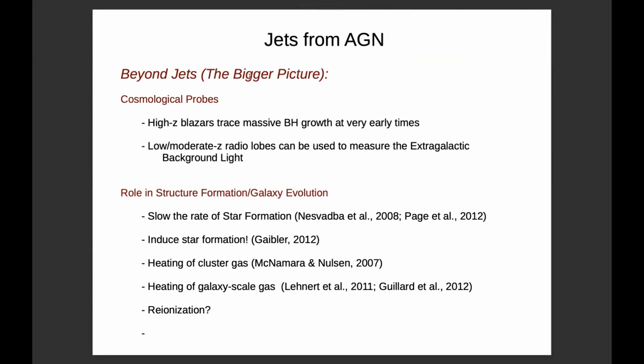So yeah, in terms of the bigger picture, AGN jets are good cosmological probes. Blazars, of course, are like lighthouses. We can see them down to very, very early times in the universe, so those high redshift blazars trace black hole growth at early times. At more moderate redshifts, we can use things like giant radio lobes to measure the extragalactic background light. And of course, all these questions we have about how jets influence the evolution of a galaxy.